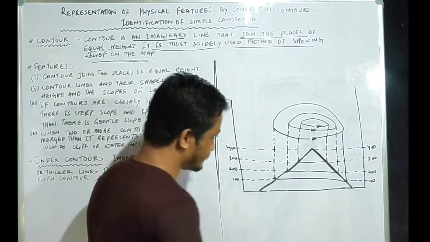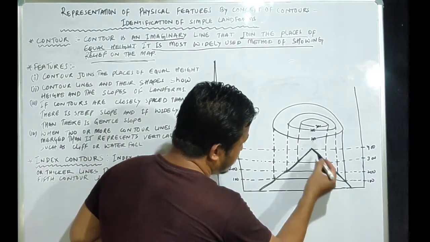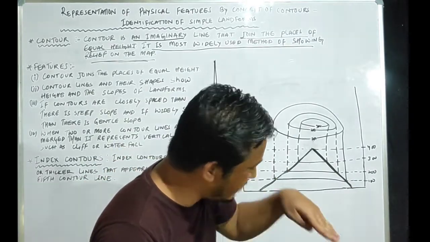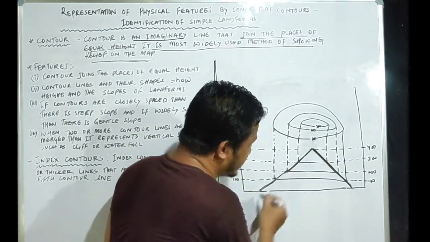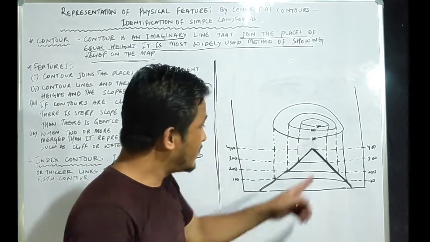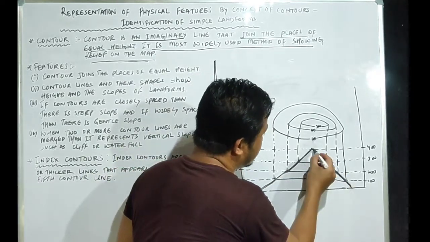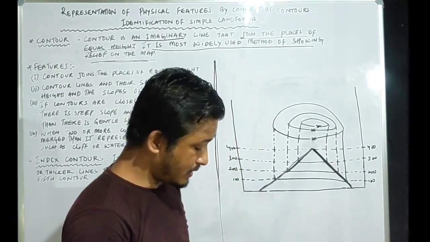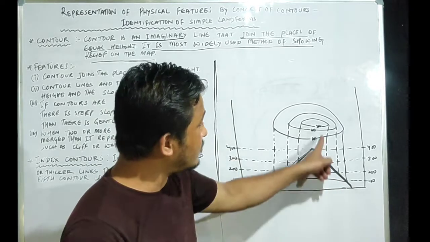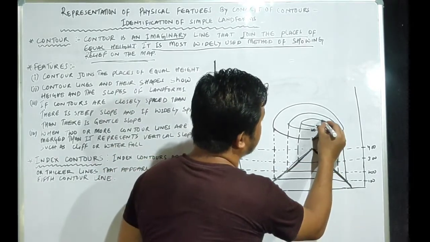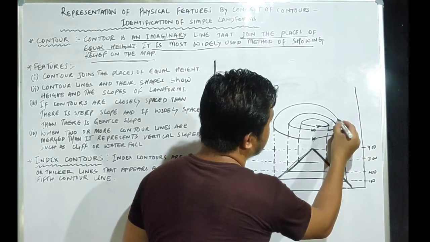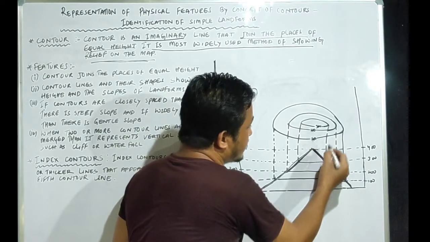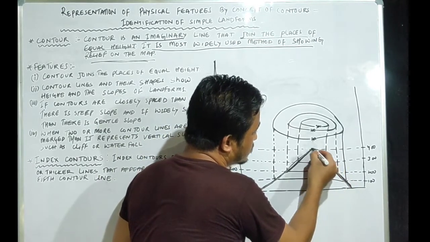So here you can see this hill, this region has a steep slope, and this region has a gentle slope. Yes or no? This region is a steep slope and this region is a gentle slope. So if the physical feature has a steep slope, then contour lines are very close. Here you can see, contour lines are closer to each other. Why is it closer? Because it has a steep slope.